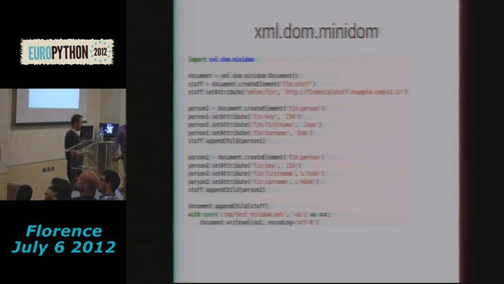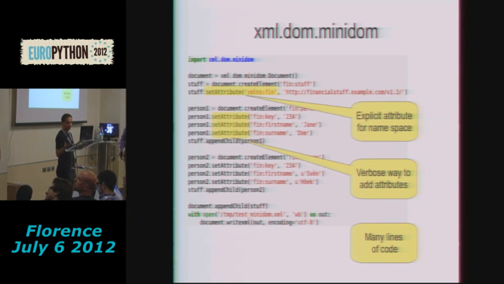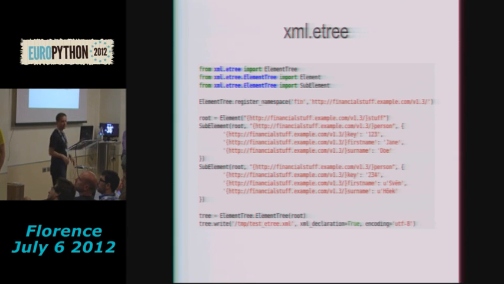First we tried Minidom, and you end up with source code like this. As you can see, you have to explicitly state the namespace attributes. You have to use your own line for each attribute, and basically you end up with many lines of code. The documentation is quite forthcoming about this, and it says if you want to write less code, then you should use ElementTree. So that's what we did, and we ended up with this code.